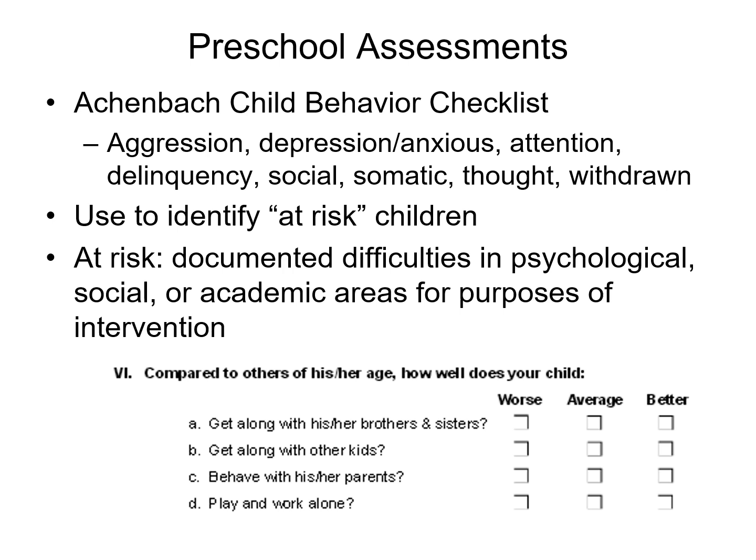So compared to other children his or her age, how well does your child get along with brothers and sisters? Worse, average, better. Get along with other kids. Behave with his or her parents. Play or work alone. And again, this is then scored to look for these differences. This is an aptitude test looking for potential issues that could possibly be intervened on early, resulting in a better outcome.